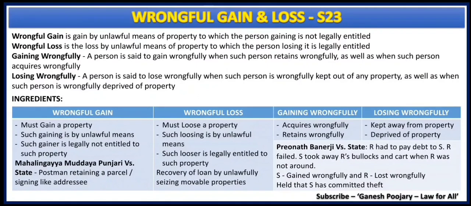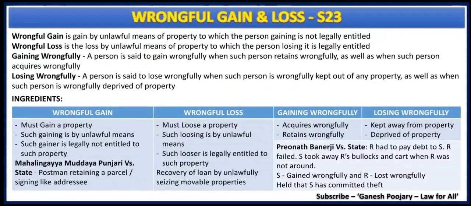It says wrongful gain is gain by unlawful means of property to which the person gaining is not legally entitled. Now here we have to observe there are three major ingredients, which is what I mentioned in the below box there. The first one is must gain a property. Here a person is gaining a property and then such gaining is by unlawful means. How he is gaining that property? He is doing some unlawful act, by that he is gaining such property. And the last ingredient, such gainer is legally not entitled to such property. Now he is not legally entitled, and by using unlawful means, if he is gaining a property, then it is known as wrongful gain.